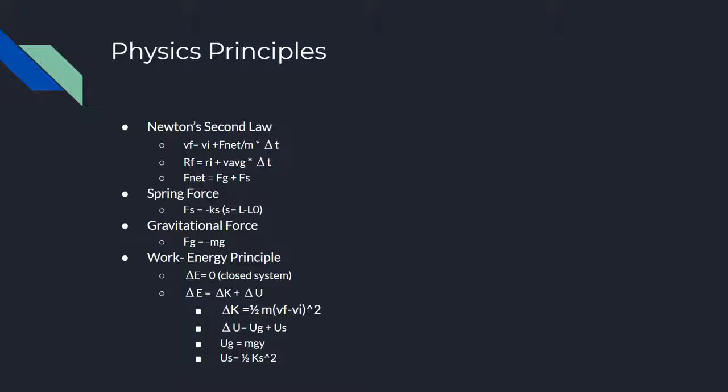The change in energy is then equal to the change in kinetic energy and the change in potential energy. Potential energy is made up of the gravitational energy, which is found through mgy, and the potential energy of the spring, which is 1/2 ks squared. The kinetic energy is then found by 1/2 m delta v squared.